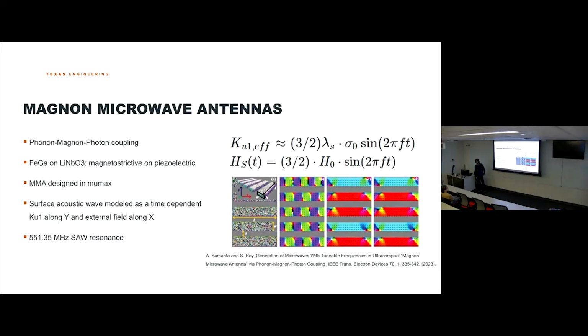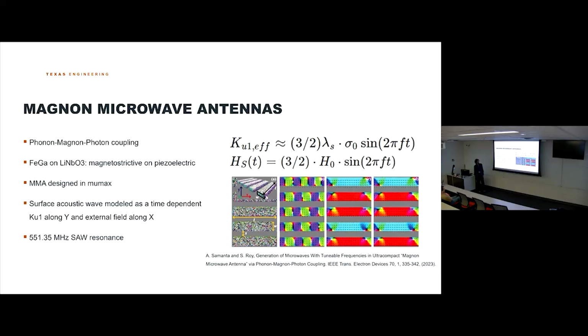Now I'm going to talk about magnon microwave antennas, and I'm going to focus a little bit more on this one because it was designed in MuMax, so it's very relevant to what we've been doing in this course. This device was done with FeGa on lithium niobate, which is magnetostrictive on piezoelectric materials. It works through phonon-magnon-photon coupling, where they launch a surface acoustic wave, which couples to a magnon mode, and that couples to a photon mode and allows you to release a microwave.